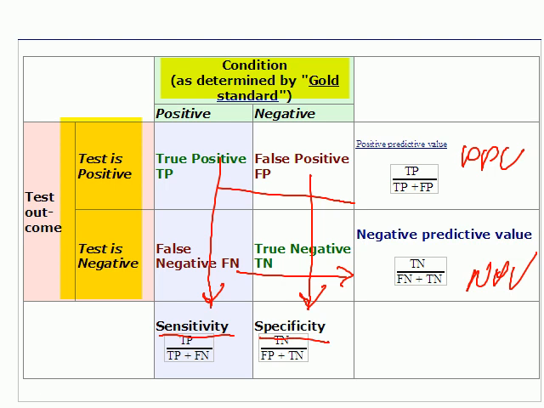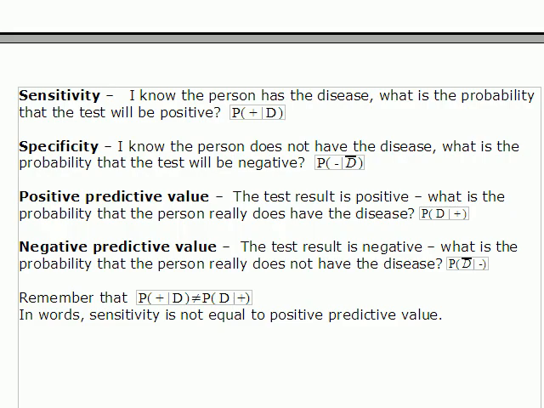And now let's look at, in words, what these different probabilities mean. I've used these words before, but it's nice to have them all in one spot. Sensitivity: I know the person has the disease. What is the probability that the test will be positive? And you see how that's written. Again, remembering what the conditional probability notation means: what's the probability the test is positive given the person has the disease? That's sensitivity. Specificity: I know the person doesn't have the disease. What's the probability that the test will be negative? Probability that it's negative given the person does not have the disease.